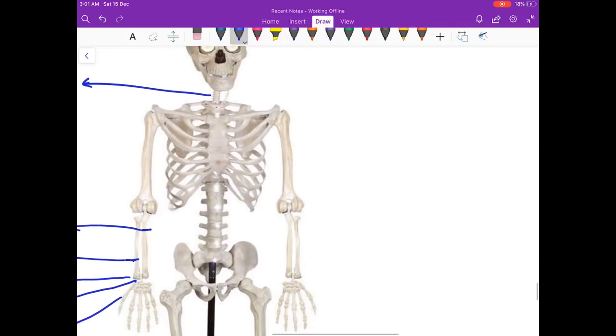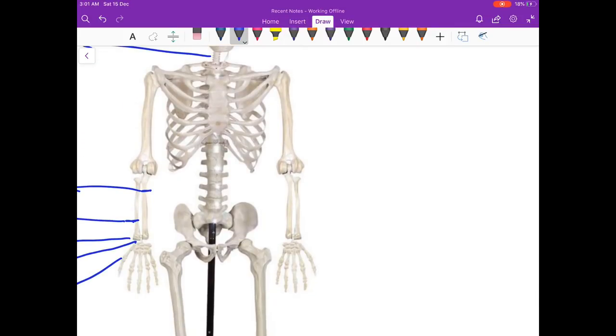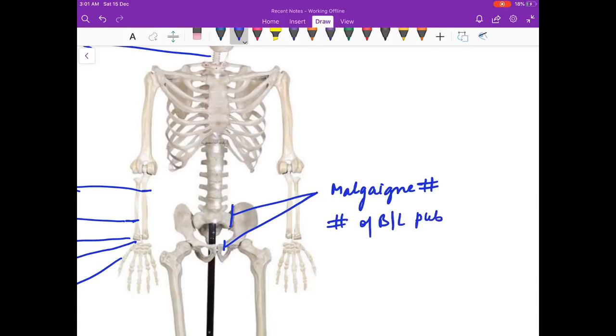So now we will see the named fractures of pelvis. Fracture of SI joint and pubis is known as Malgaigne fracture. Fracture of bilateral pubis is known as, what do you think friends? It is known as straddle fracture.